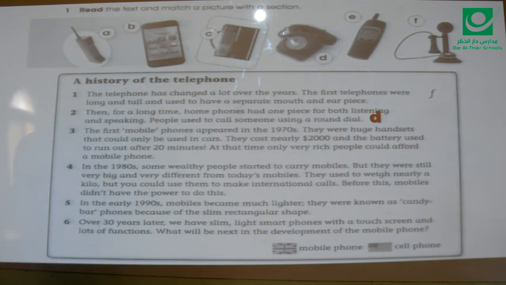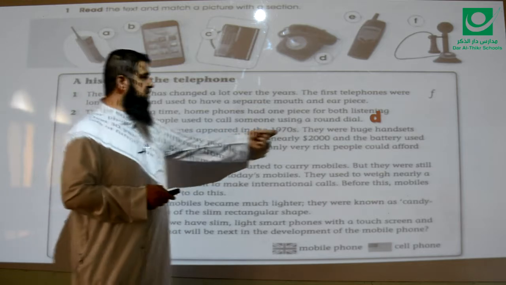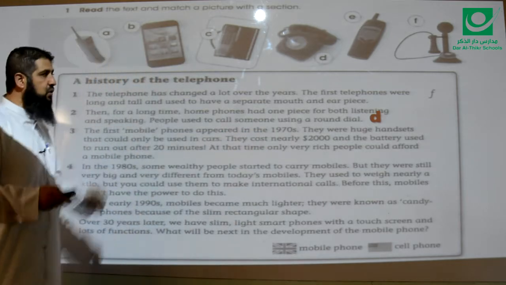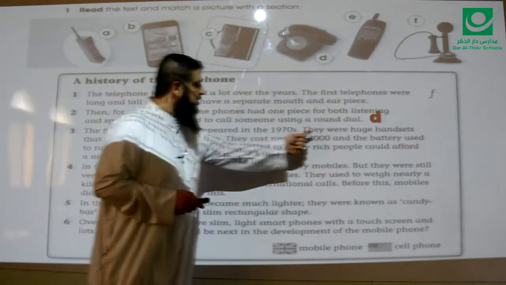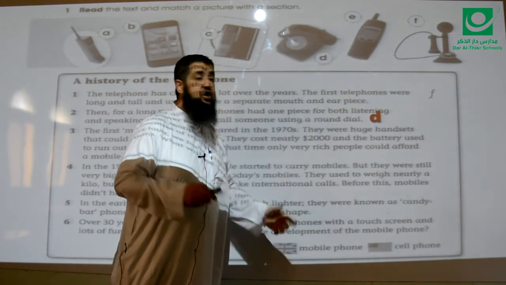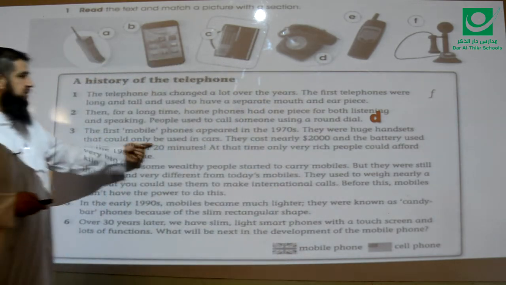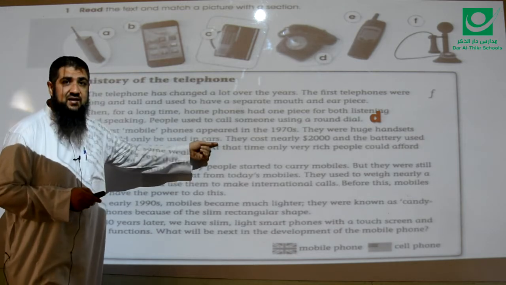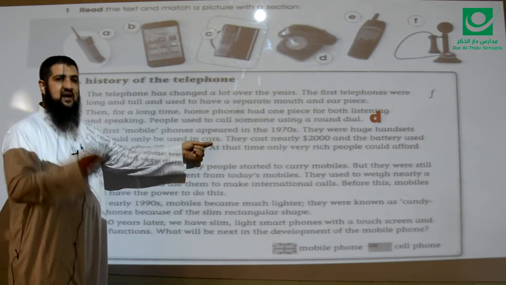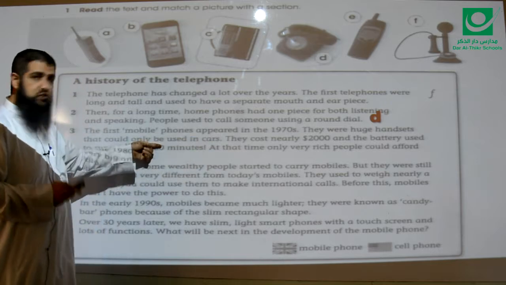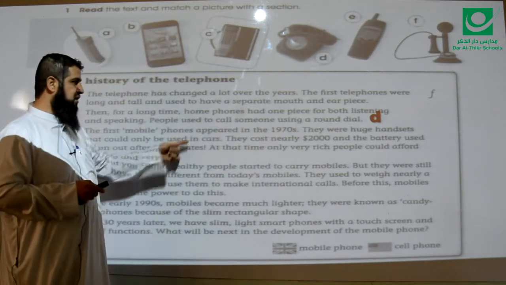Now number 3, the first mobile phones appeared in the 1970s. But look now at the features of the past mobile phones. They were huge handsets that could only be used in cars. See, you can't hold the mobile phone and start walking. That was in the past. You could use mobile phones in the 1970s only in the car.